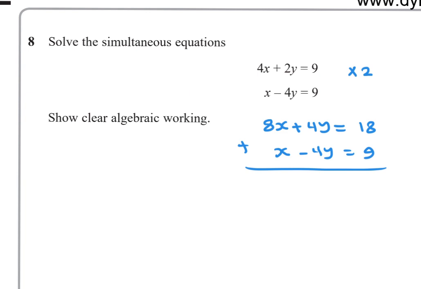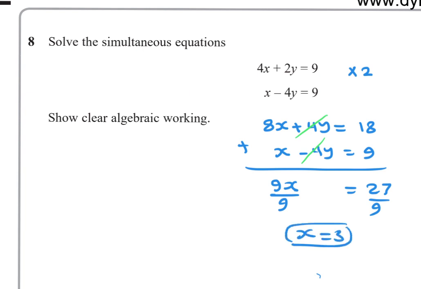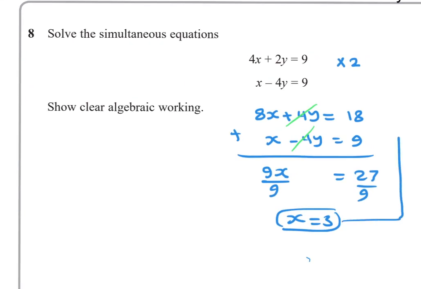Now we have positive 4y and negative 4y, so add. 8x plus 1x equals 9x. And now we can eliminate y because 4y plus negative 4y is 0. 18 plus 9 is 27. Divide by 9, so x equals 3. Now you can substitute to find y. You can substitute in the second equation.